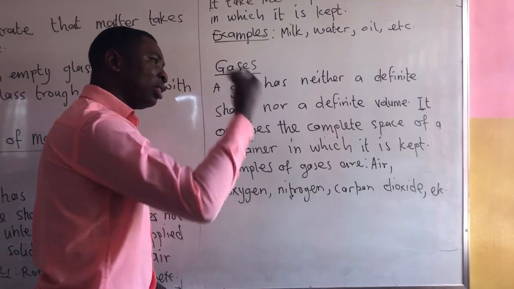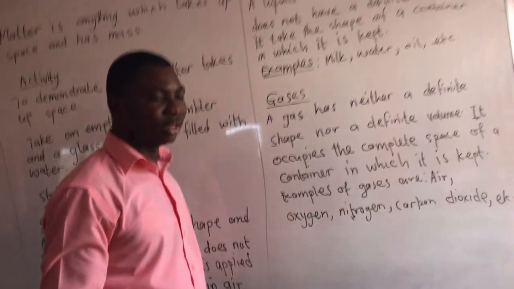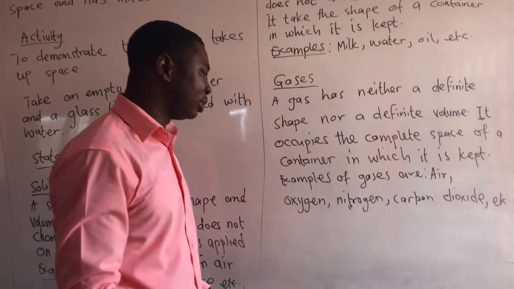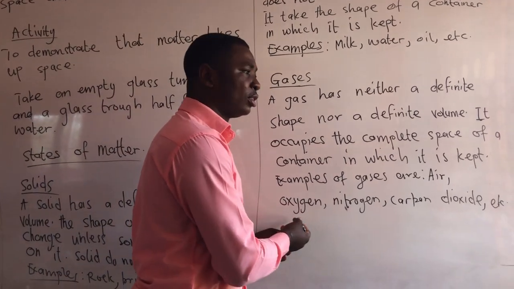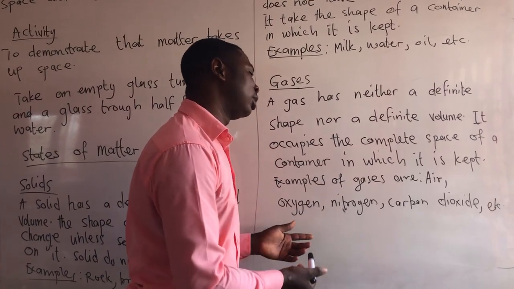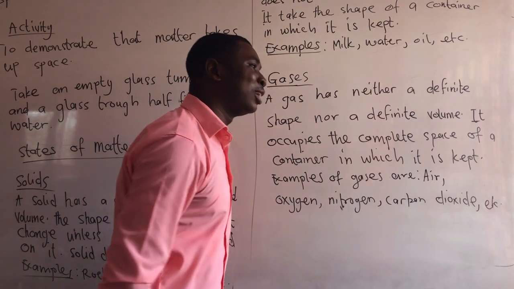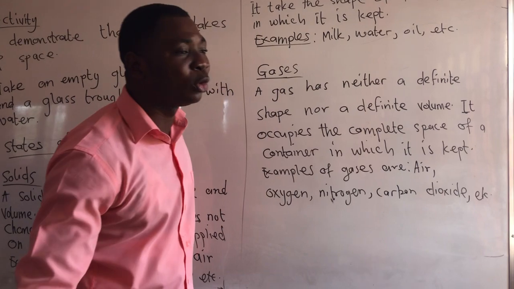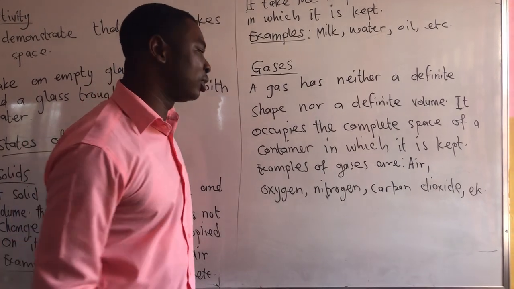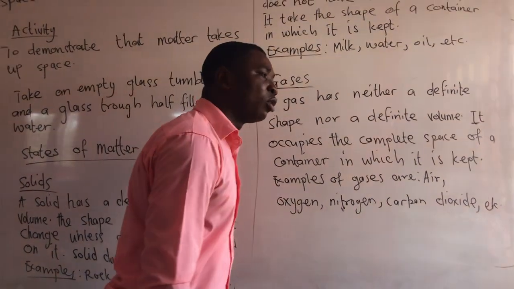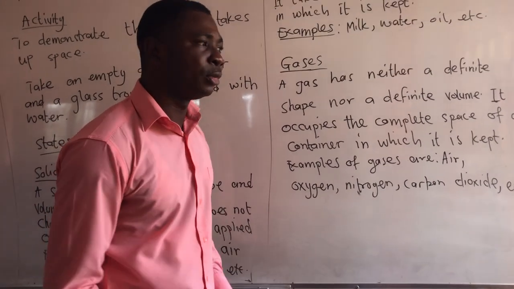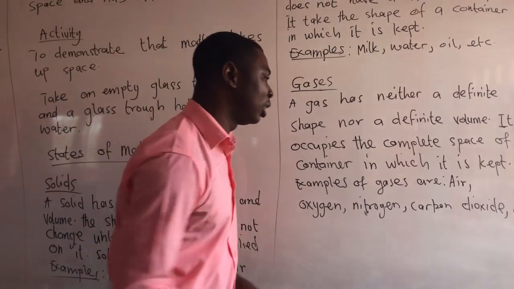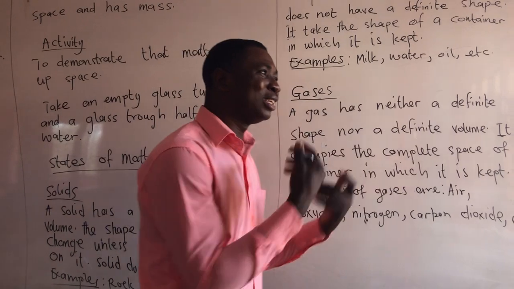Oxygen, the one we breathe into our body, we call it oxygen. Nitrogen. And carbon dioxide. When you are in the class and you breathe out, that thing that comes out, we call it carbon dioxide. So all these things are in the form of air. You do not see them, but you always feel them. You can feel the fresh air.